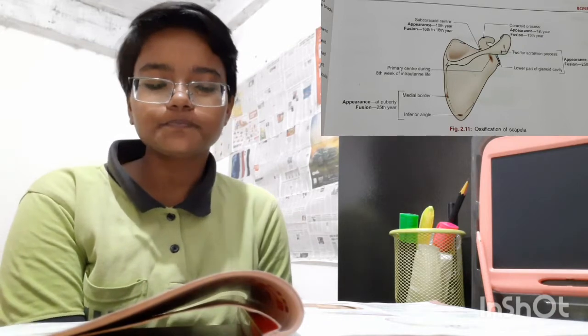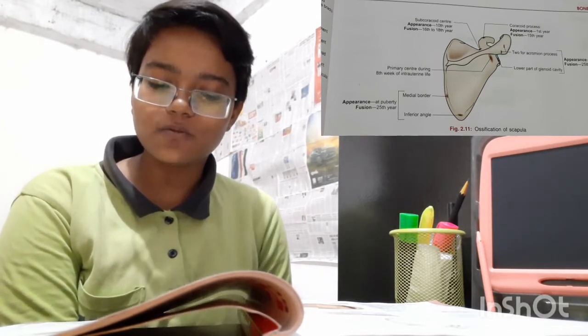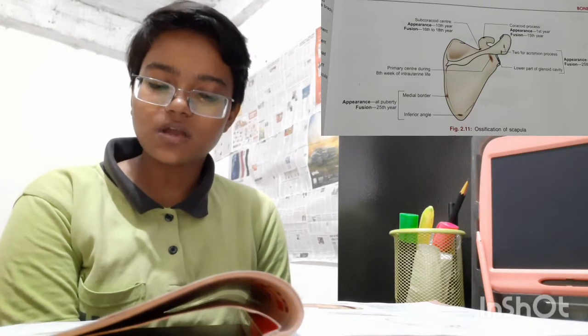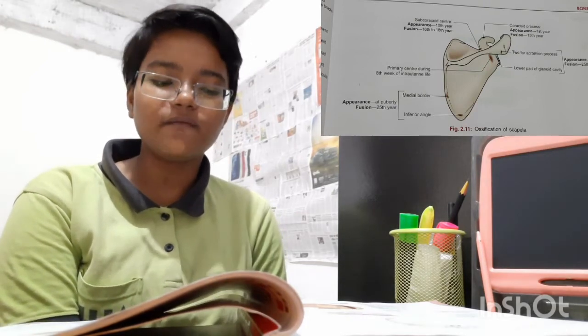fuse by the 25th year. The fact of practical importance is concerned with the acromion process. If the two centers appearing for the acromion process fail to unite, it may be interpreted as a fracture on radiological examination. In such cases, a radiograph of the opposite acromion process will mostly reveal a similar failure of union.